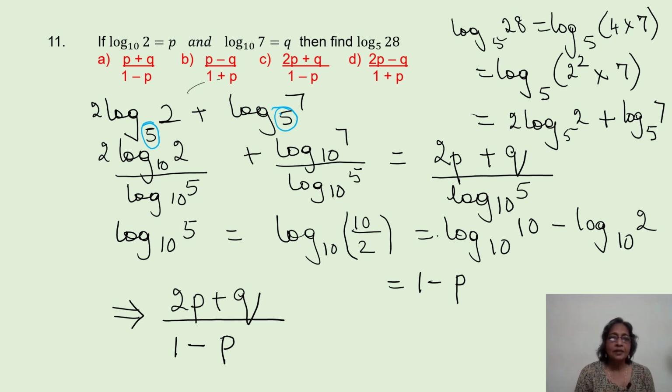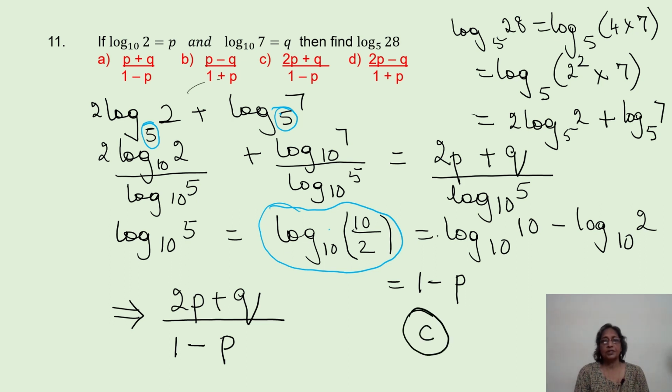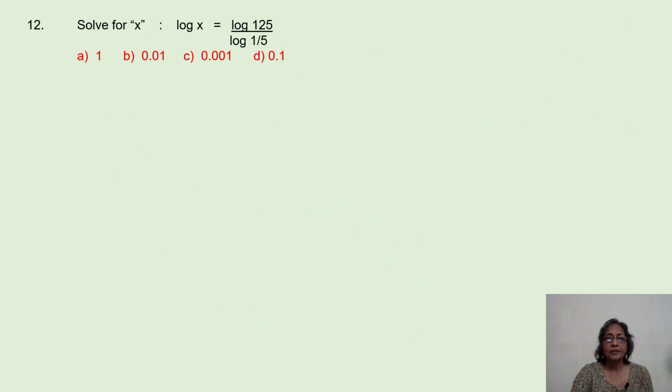This step, what I have done here, that is for the log 5 part, log 5 to the base 10. Now that is an important part that I have done here. Okay, which I have converted as log 10 upon 2 and got the answer in what we are given. So our final answer from the options that we have is 2p plus q upon 1 minus p, which is nothing but the C option. Let's take the next sum.